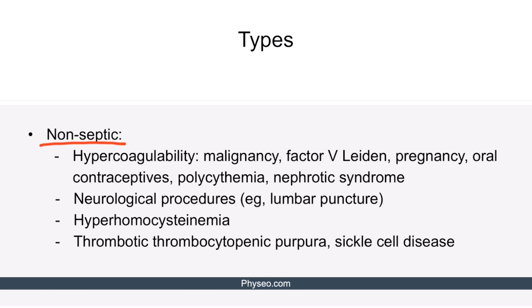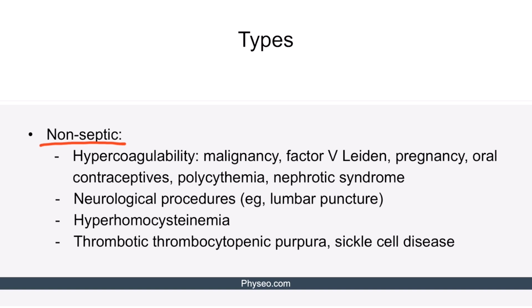Polycythemia increases blood viscosity, slowing down the blood flow and predisposing to thrombosis. Nephrotic syndrome results in urinary loss of antithrombin 3 that normally inhibits activated forms of factors 2, 7, 9, 10, 11, and 12, which leads to hypercoagulability and potential for cerebral venous thrombosis. Neurologic procedures, such as lumbar puncture, can also precipitate cerebral venous thrombosis.